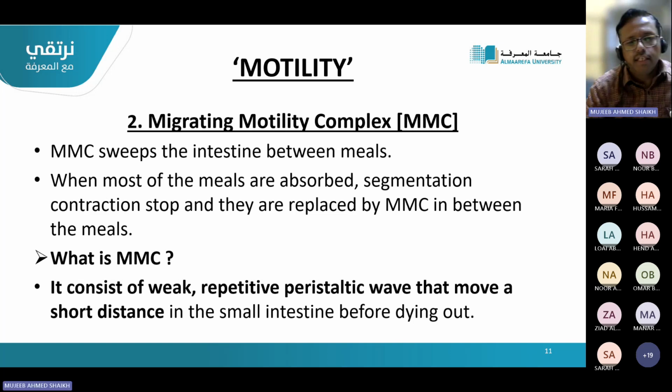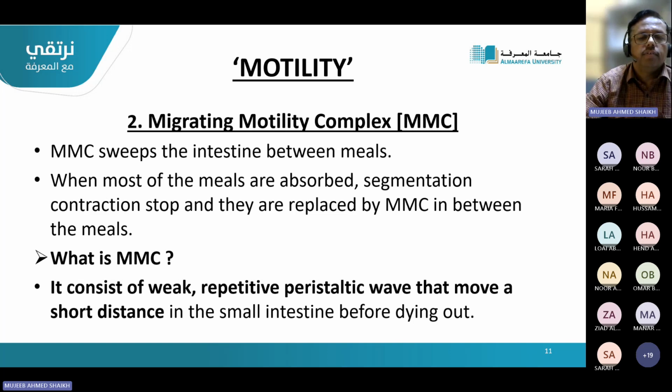Yeah. So segmentation contraction is dividing the small intestine into segments, pieces, which will help in mixing the food with the digestive juices. Also, it will help to roll the food inside the lumen so that it will touch the mucosa, and it will help in absorption. And also it will move the food forward from the duodenum to the ileum.